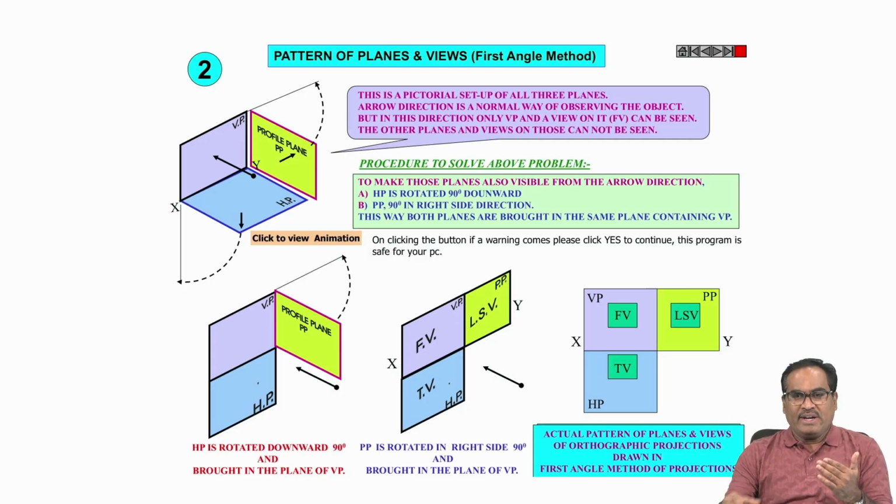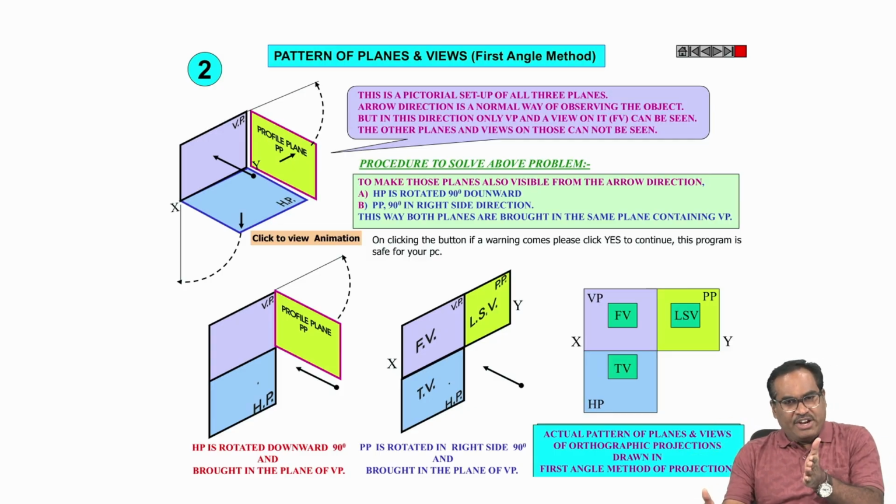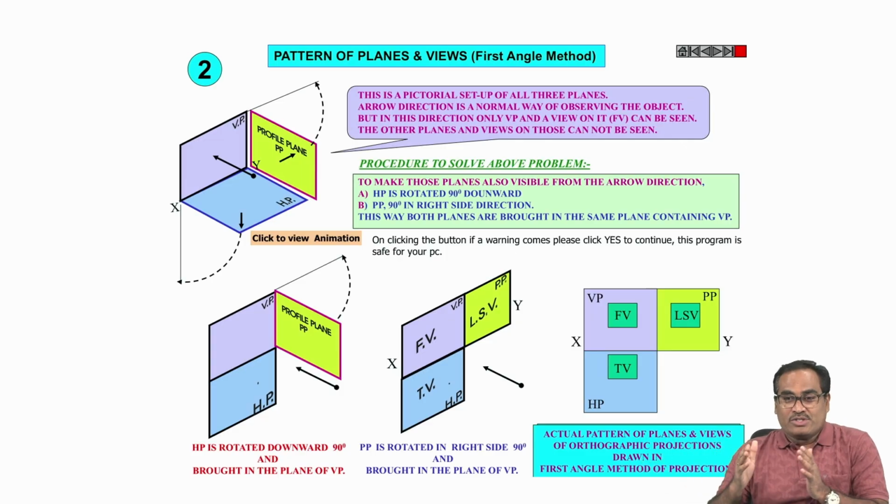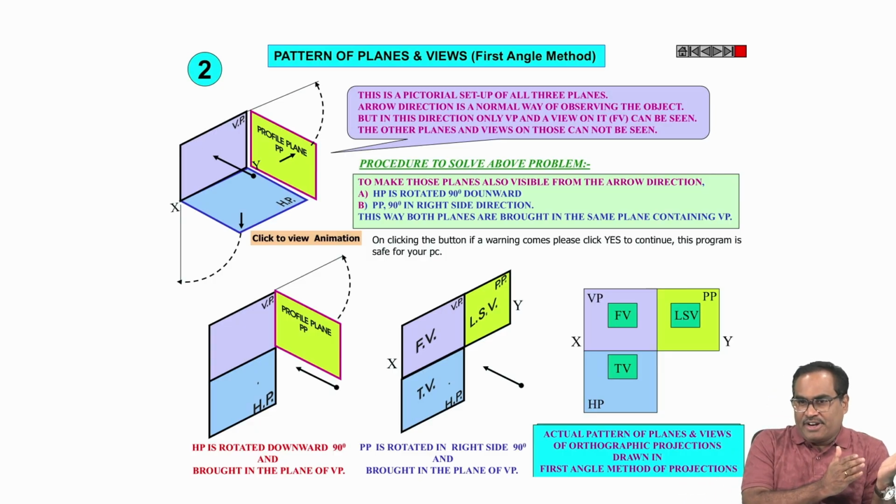When you rotate, whatever left side view you are seeing and projecting on the profile plane comes on the right side of your front view. That is the reason that when I start drawing, I'll ask you to draw the left side view on the right side of the front view, and the right side view on the left side of the front view. The reason is that this is the profile plane.